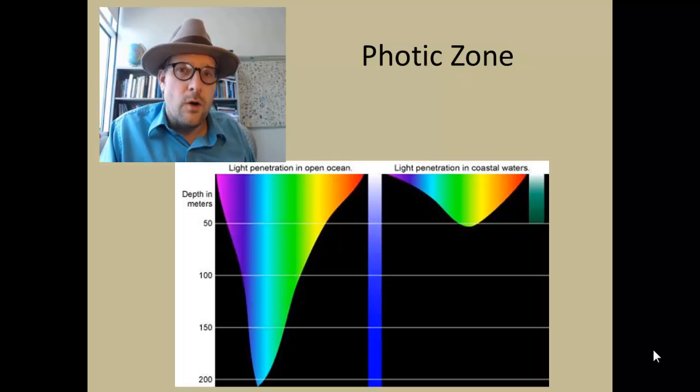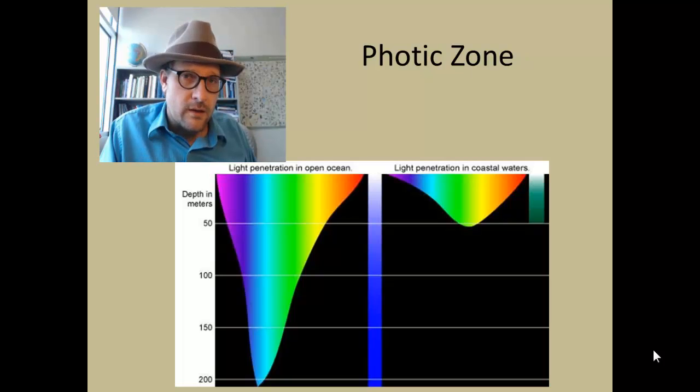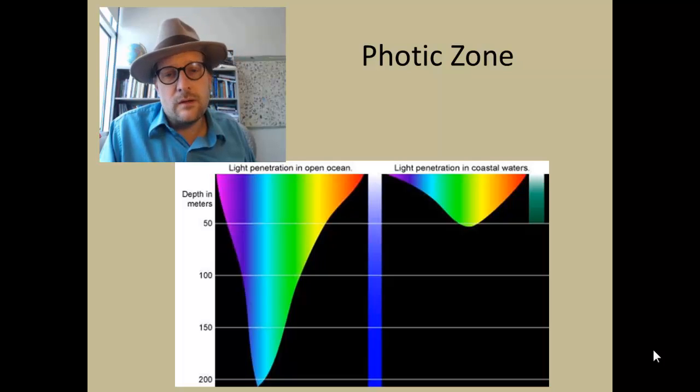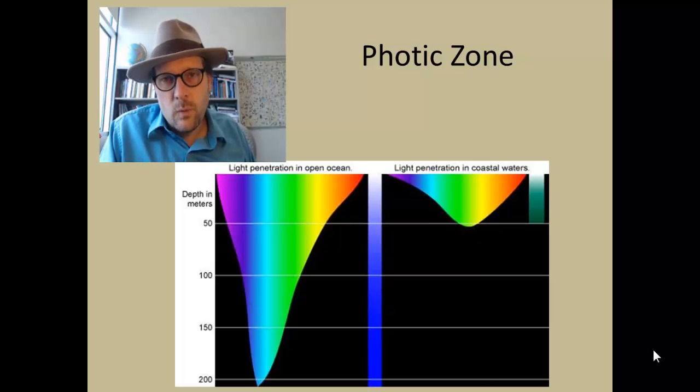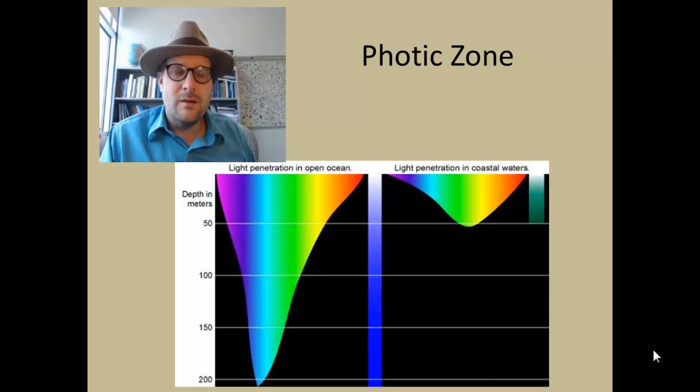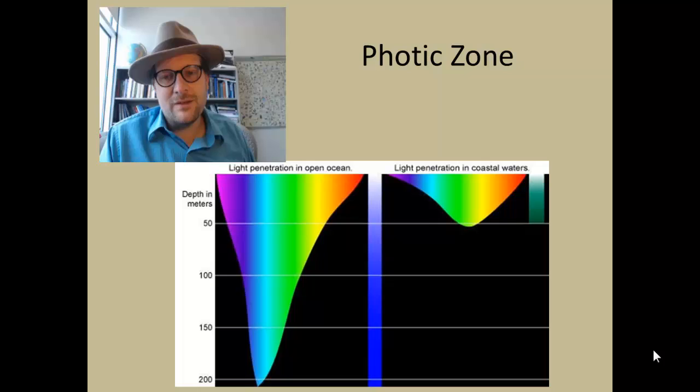If you go out into the open ocean where you're not getting much sediment coming off of the continents, the light can penetrate down to about 200 meters. One of the reasons that the deep ocean waters are a darker, more rich blue is because it's the blue wavelengths of light that penetrate the deepest in the ocean. When you get to the coastal waters, they tend to be more greenish in color, and that is because the green light is the one that penetrates the deepest in the coastal waters.